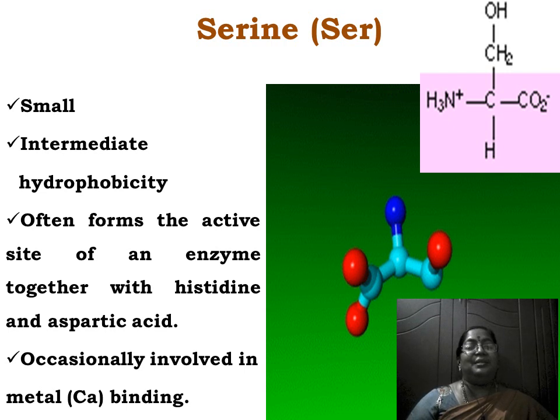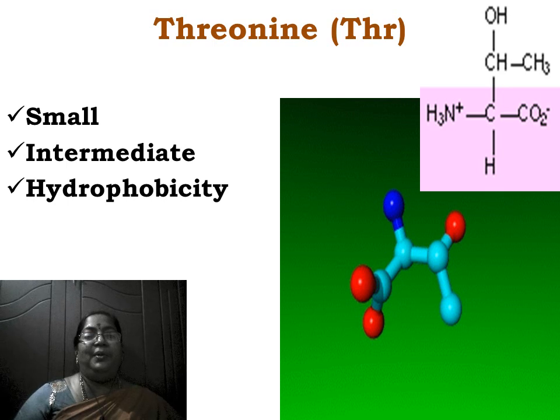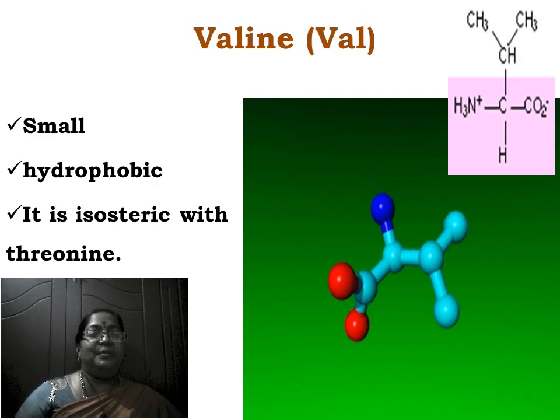Serine, it is a small amino acid which is intermediate in size, hydrophobic in nature, often forms the active site of an enzyme together with histidine and aspartic acid. Occasionally involved in metal binding, and it binds with calcium. Threonine, it is a small amino acid which is intermediate in size. Valine is a small amino acid which is hydrophobic in nature. It is isosteric with threonine.